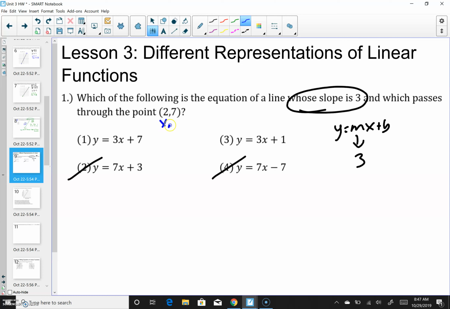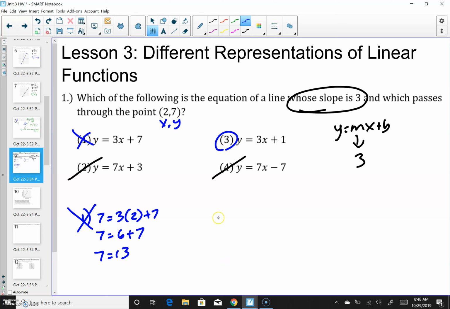This can be your x and your y that you plug in to each point. So if we look at answer choice number 1, we should get 7 equals 3 times 2 plus 7. 3 times 2 is 6. 6 plus 7 is 13. Obviously that's not true. So then that means our answer has to be answer choice 3, but let's just plug in to make sure. 7 equals 3 times 2 plus 1. 7 equals 6 plus 1. 7 equals 7. So that's true.